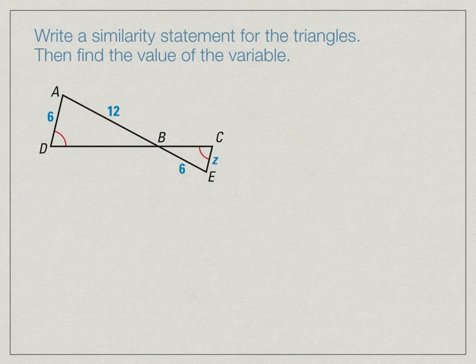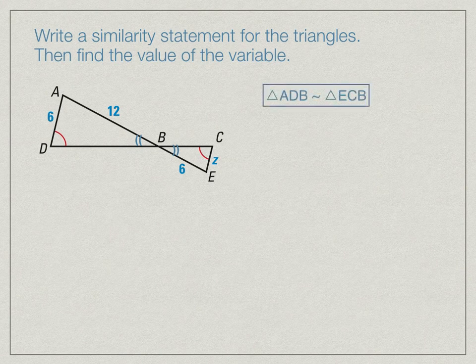One last example, we have two triangles. We want to write a similarity statement and then find the value of the variable z. First thing we want to notice is we have what we call vertical angles. Vertical angles are congruent. And now I have two angles of one triangle congruent to two angles of another triangle. My similarity statement then is going to be triangle ADB is similar to triangle ECB.